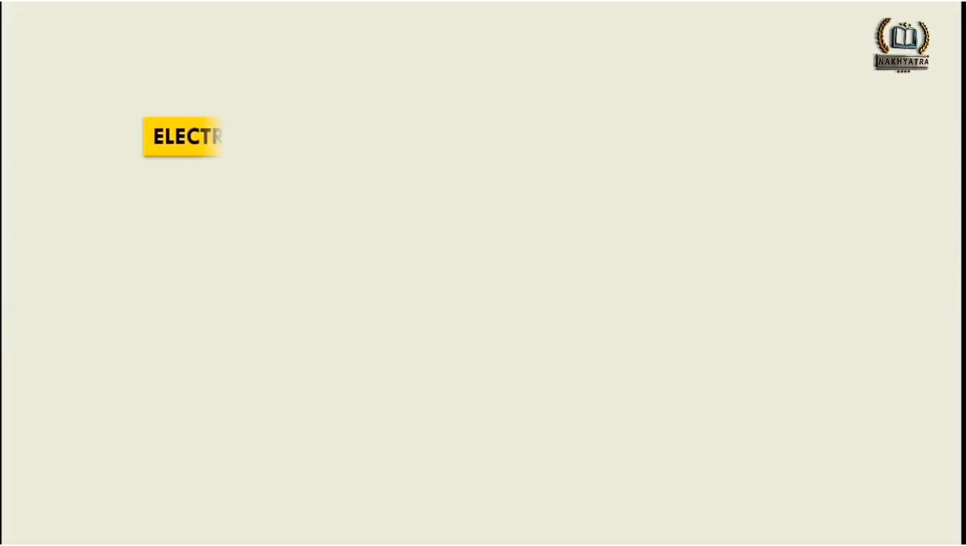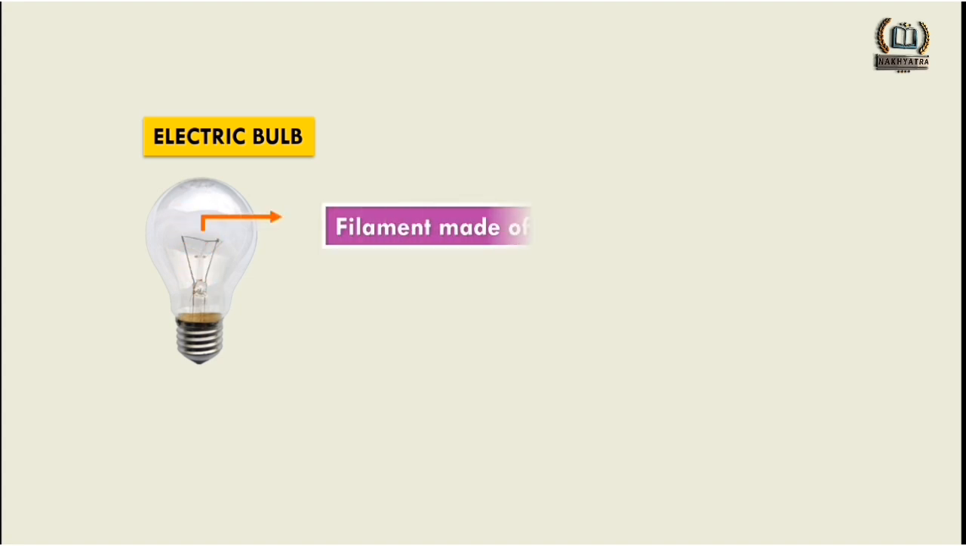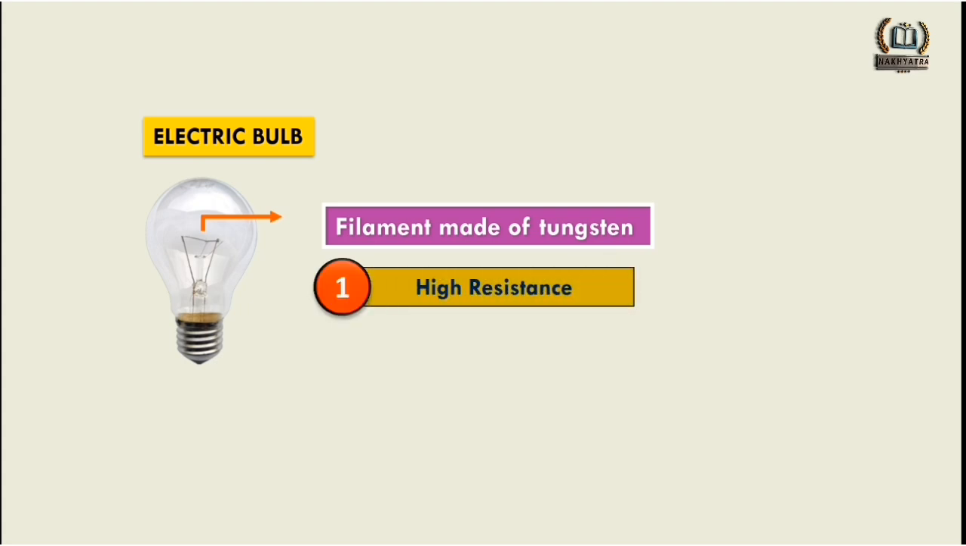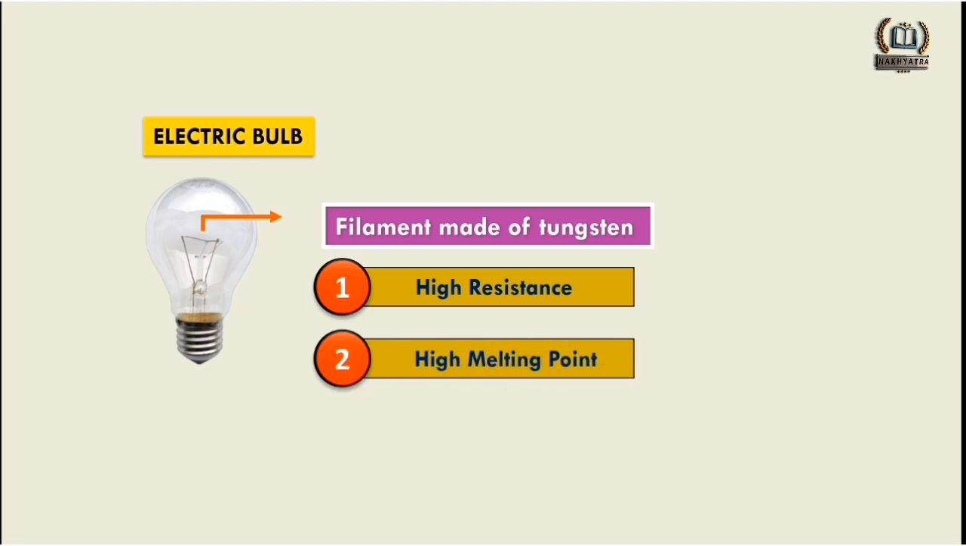Next, electric heating is used to produce light, as in an electric bulb. The filament present in the bulb is made of tungsten. Tungsten is a strong metal with a high resistance and high melting point, around 3380 degrees Celsius.